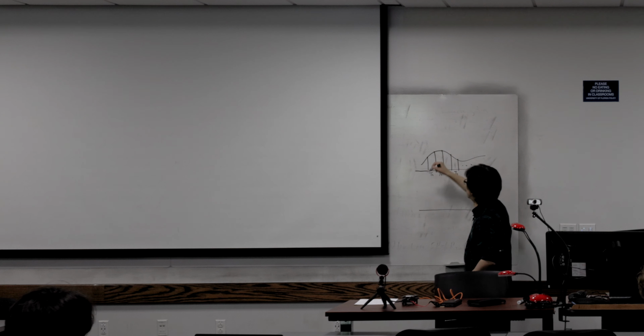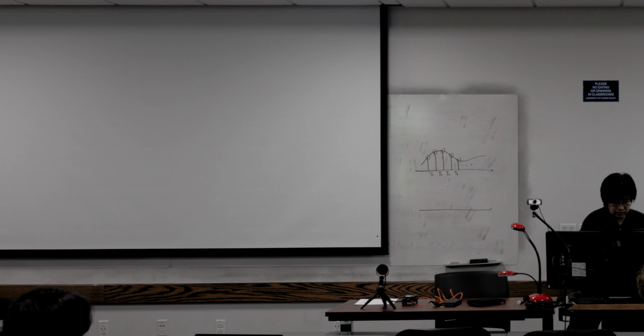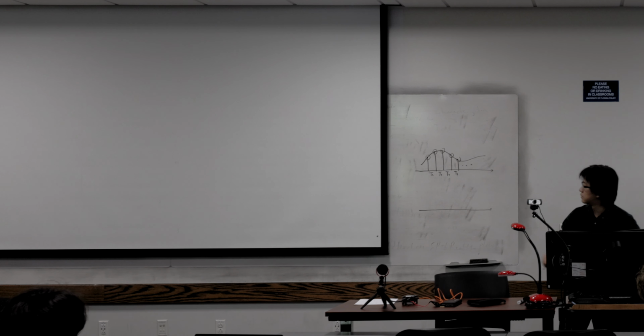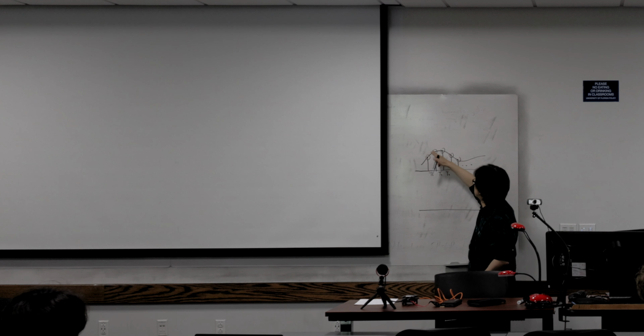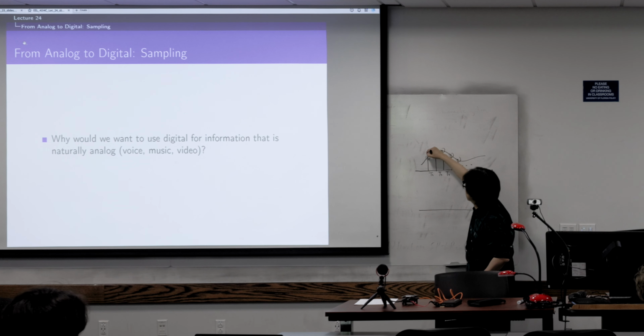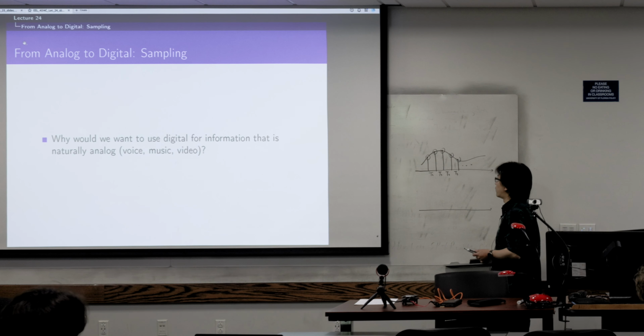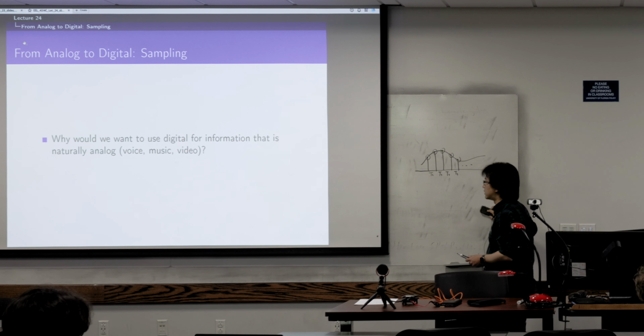But here, for digital communication, our goal is to transmit these samples instead of the entire waveform. That makes sense? So now the question is, this is not our original signal. Our original signal is still this continuous time signal, but now we're transmitting something else: this point, this point, this point, and so on. So the question is, are we losing anything?